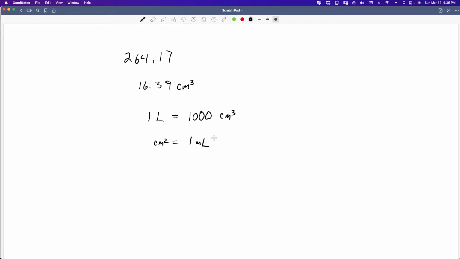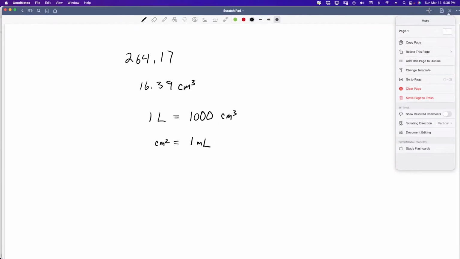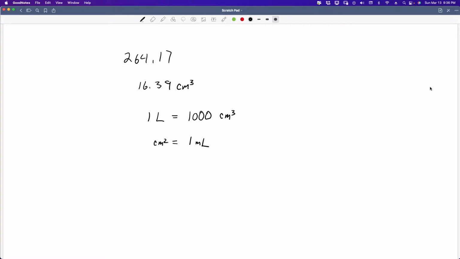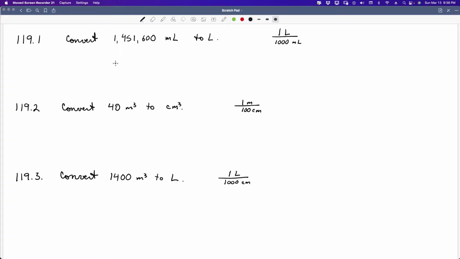So we're going to convert in the metric system today. That's what we're going to do. Let me clear the page, and I'm going to write these problems on the board for us. So in 119.1, we are to convert 1,451,600 milliliters to liters. So we begin by writing our number that we're starting with.